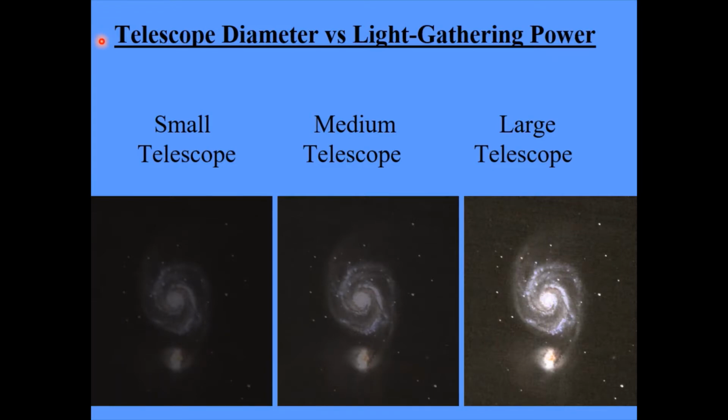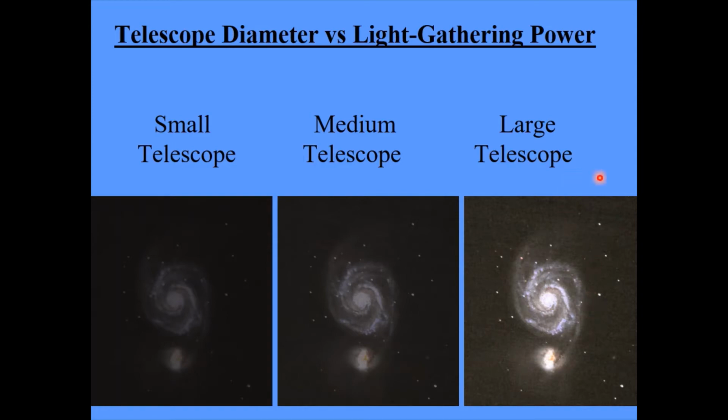In order to see what the effect of more light gathering power is, here are 3 simulated images. I actually took these images with the telescope that I built. I'm going to share that with you later on in this lecture. These are pictures of a famous galaxy called the Whirlpool Galaxy. This is what that galaxy might look like through a small telescope, through a medium telescope, and through a large telescope. The main idea here again is with a larger telescope, we have more light gathering power, so the image appears brighter.